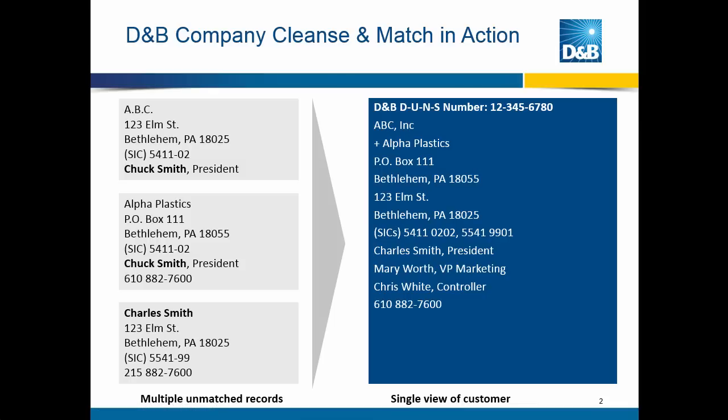To understand how this component works, here are 3 incomplete business records that are actually from the same company. After processing with the D&B Cleanse Match component, you can see that this is a completed record with an associated DUNS number.